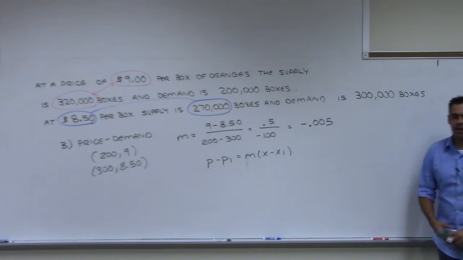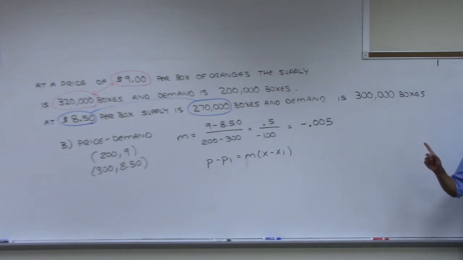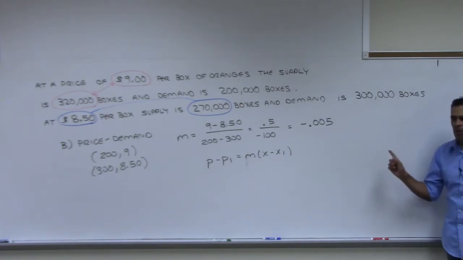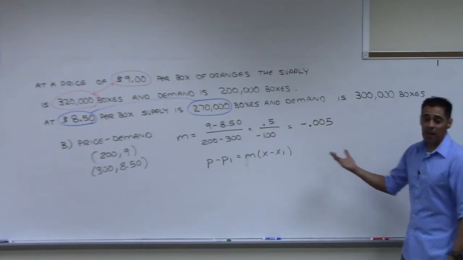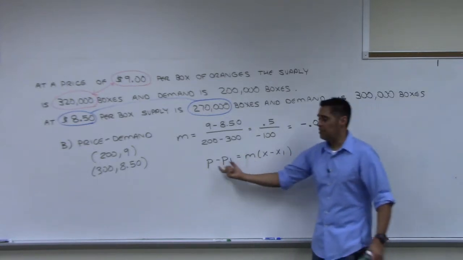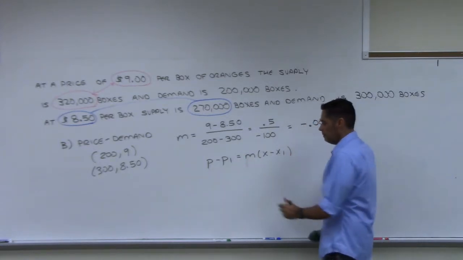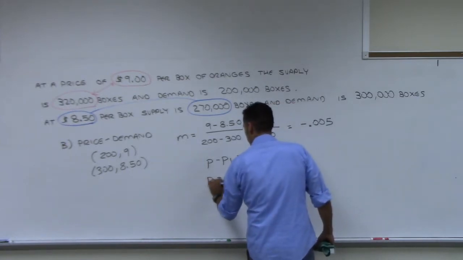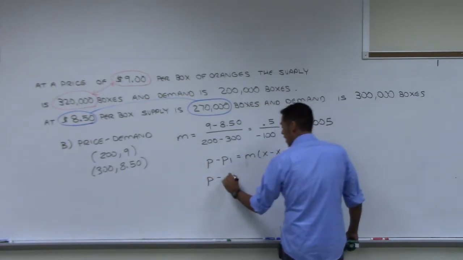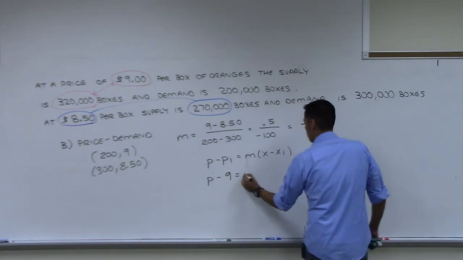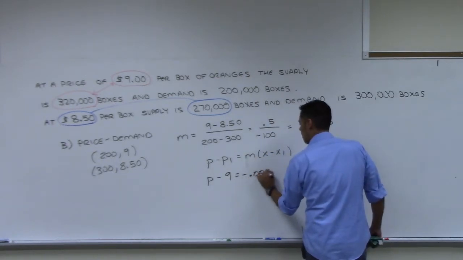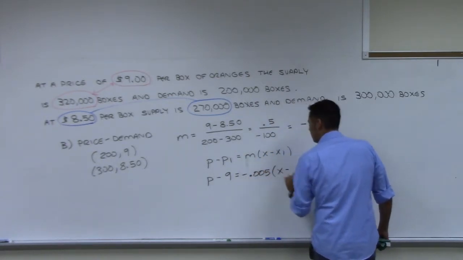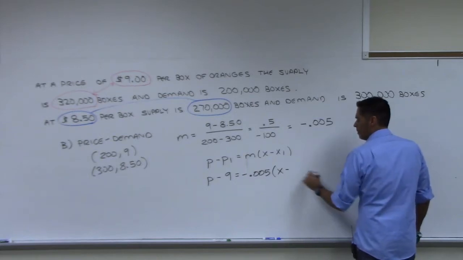I've kind of adapted my equation a little bit. Instead of saying y minus y1, I'm saying p minus p1, because I know I'm going to have to change it to p anyway, so I may as well do it now. So it'll be P minus, what's P1 for us? 9 equals my slope, negative 0.005, x minus what? 200.